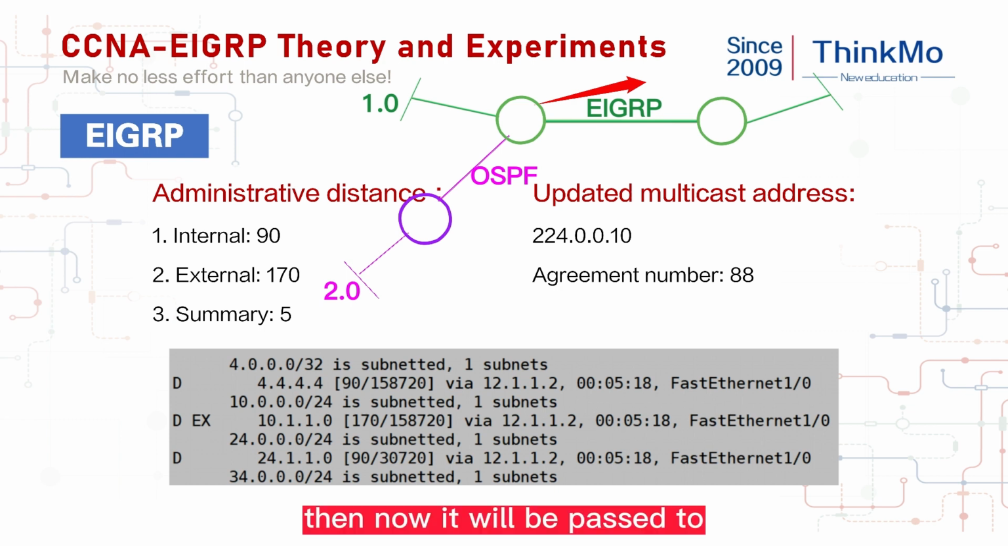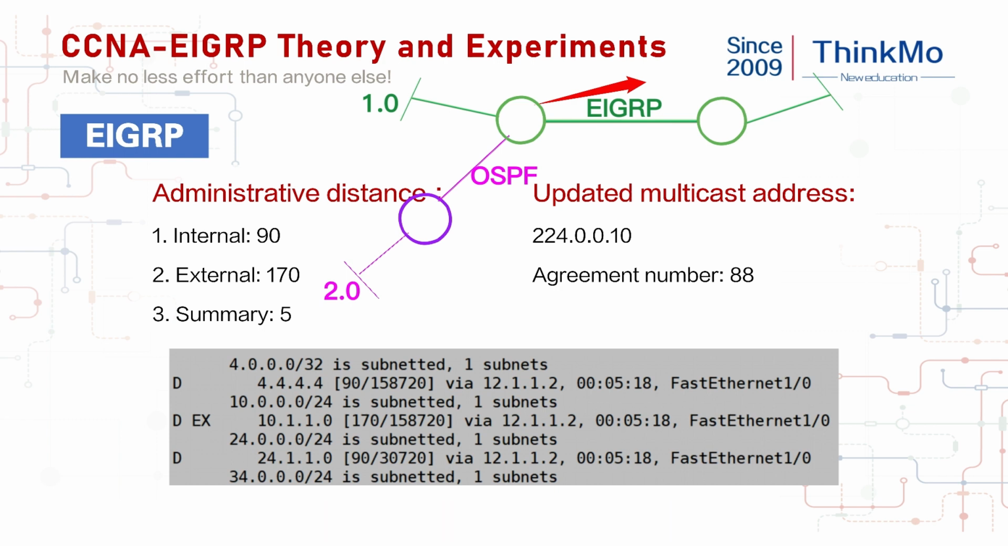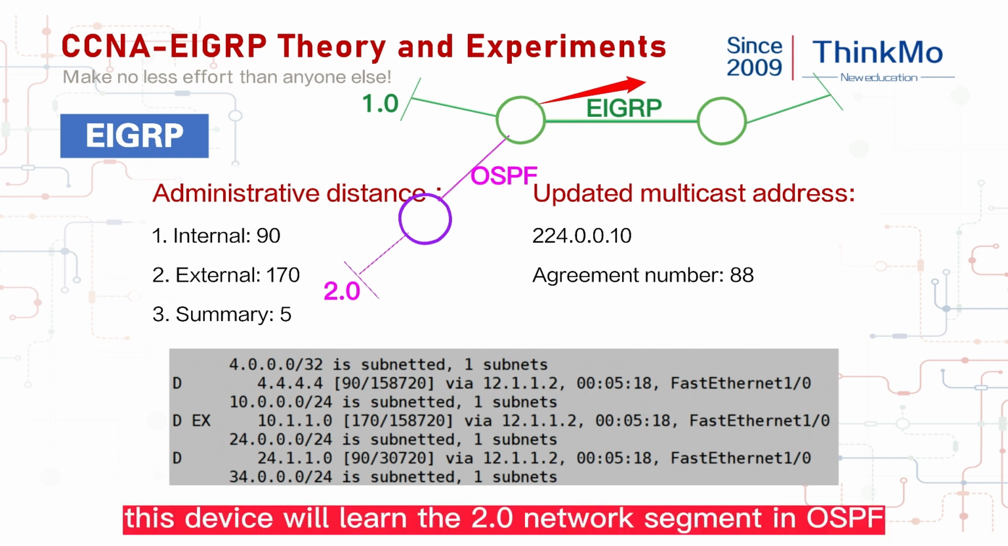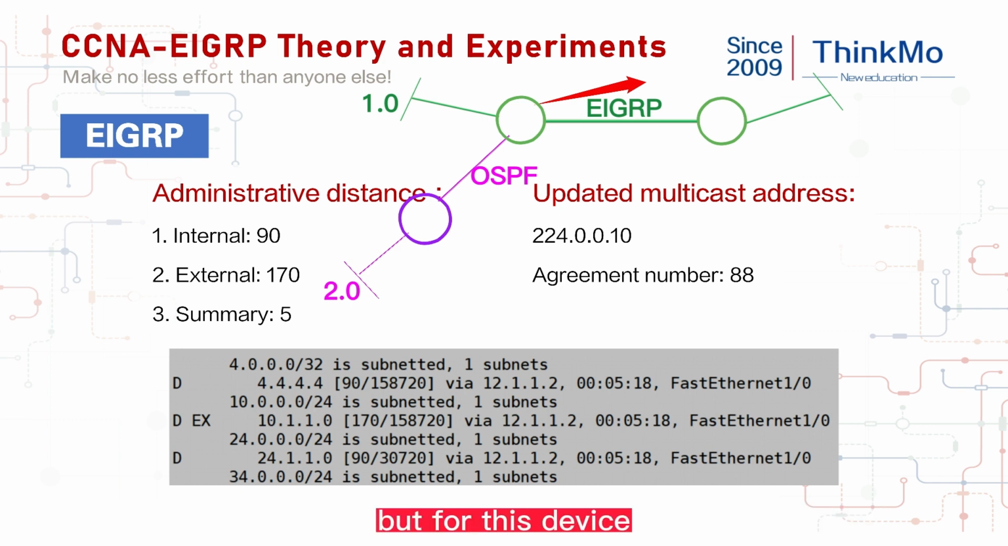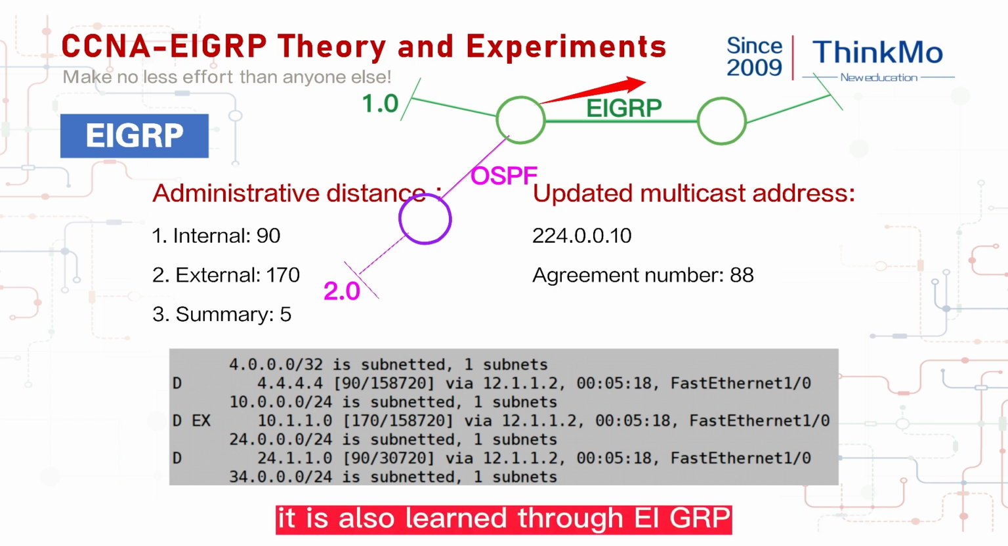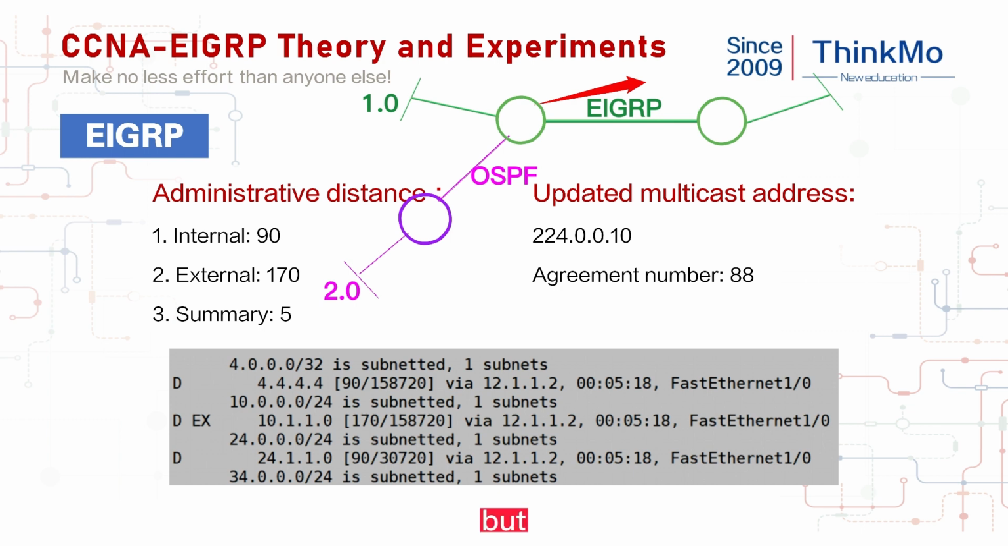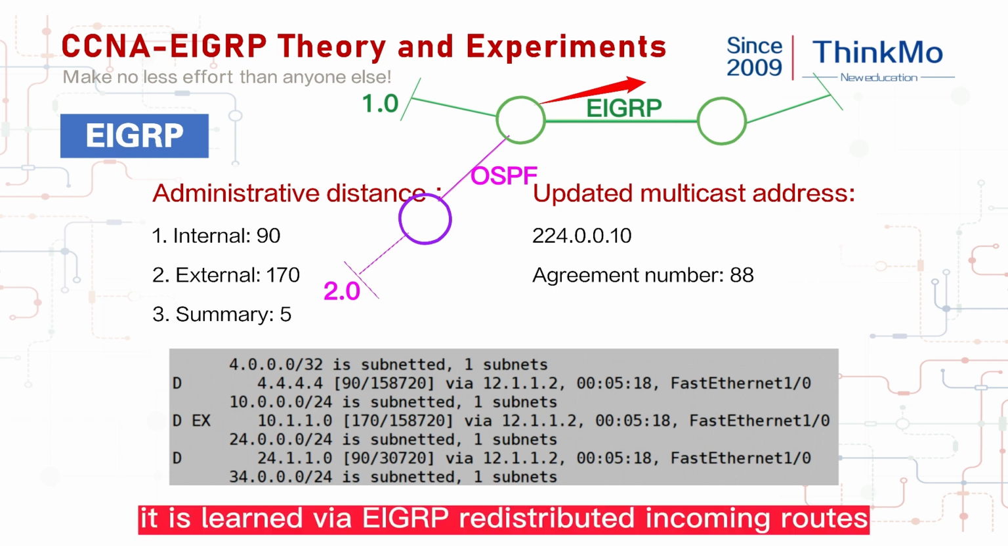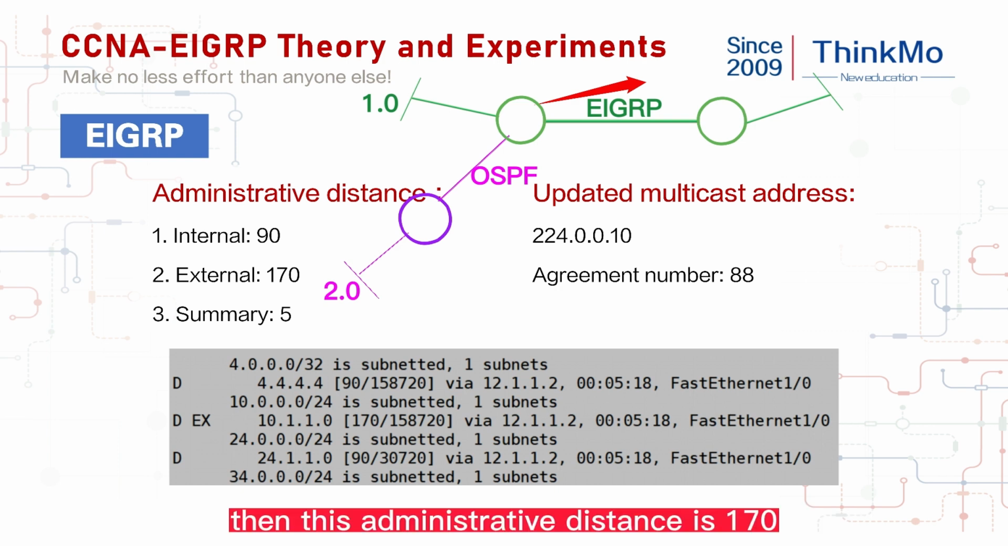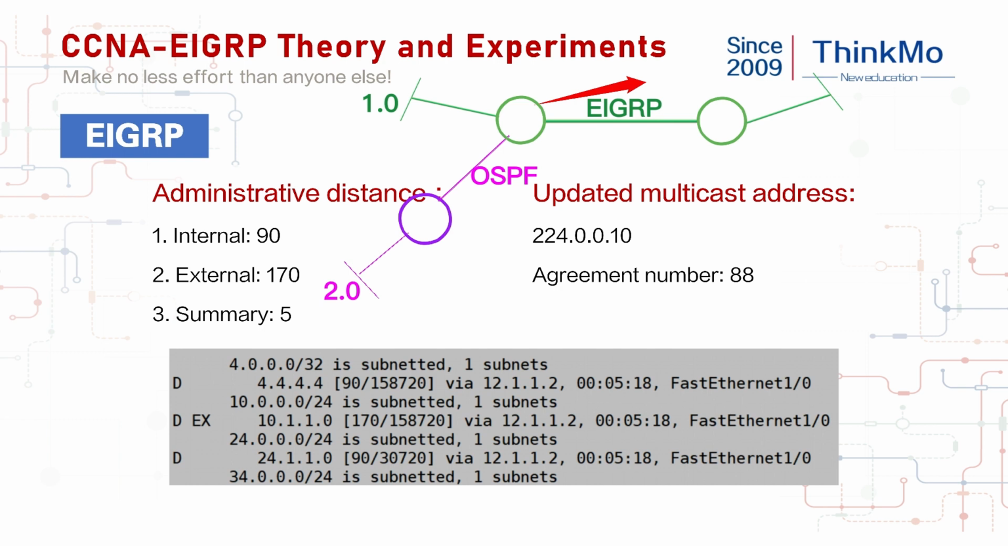Then now it will be passed to this EIGRP device. This device will learn the 2.0 network segment from OSPF. But for this device, it is also learned through EIGRP, but it is learned via EIGRP redistributed incoming routes. Then this administrative distance is 170.